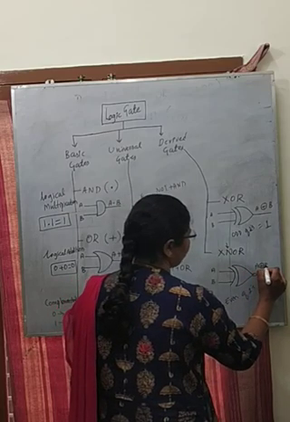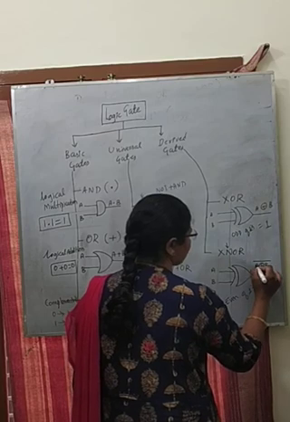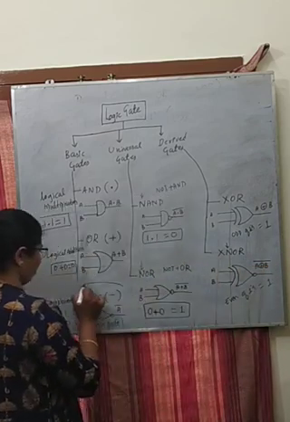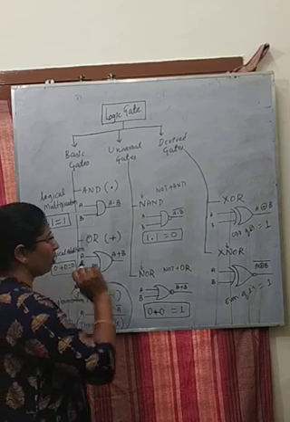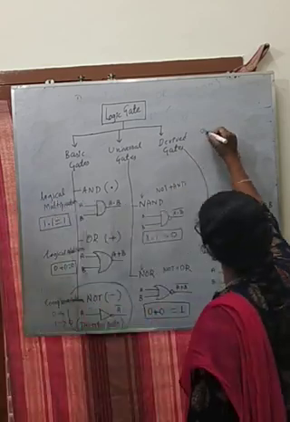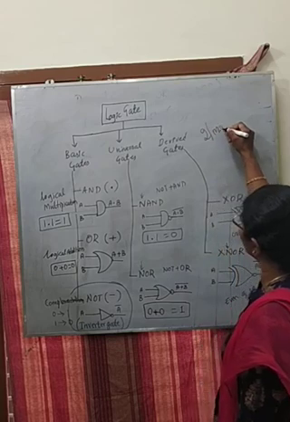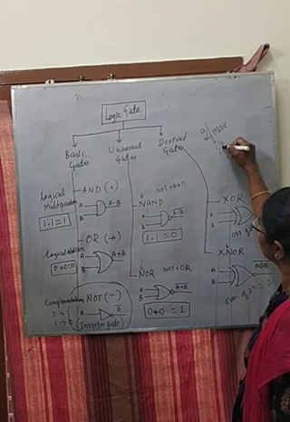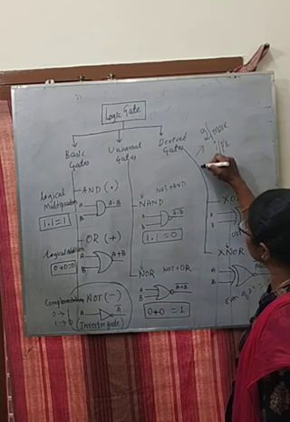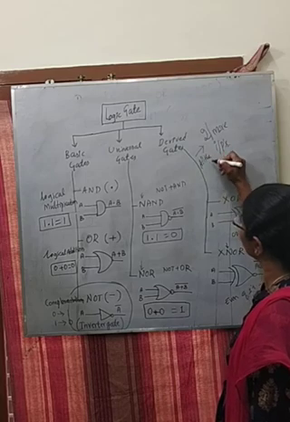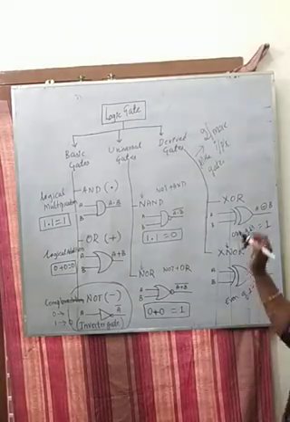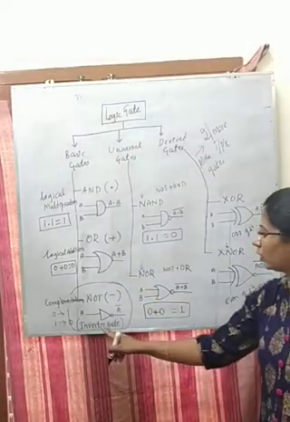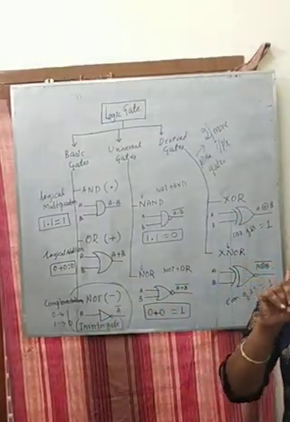A plus of B complemented. Except the NOT gate, all the gates take minimum 2 or more inputs. All the gates take 2 or more inputs except the NOT gate. The NOT gate will take only 1 input.